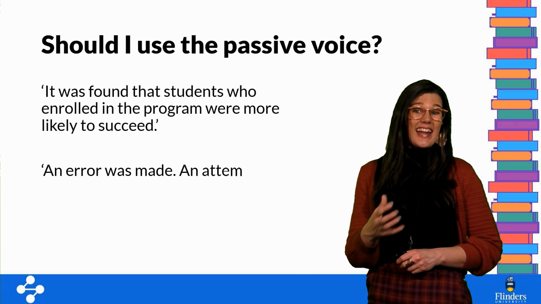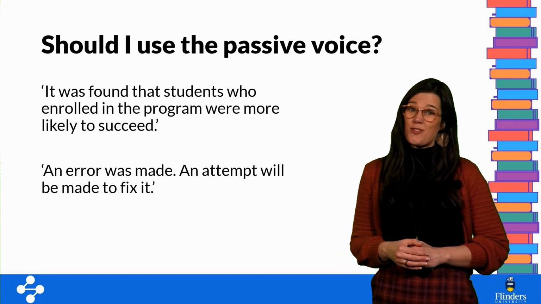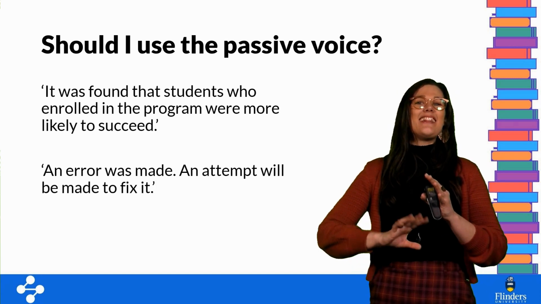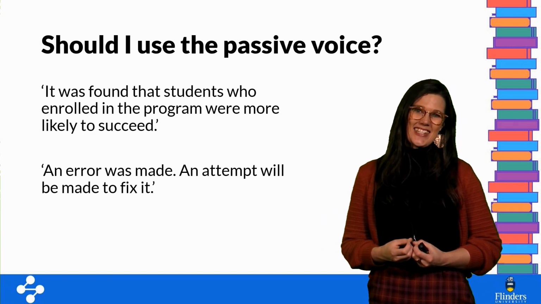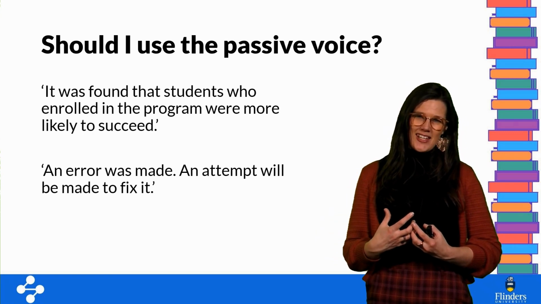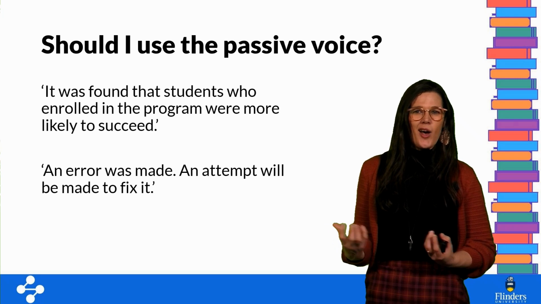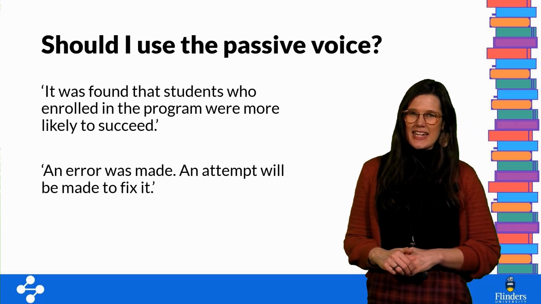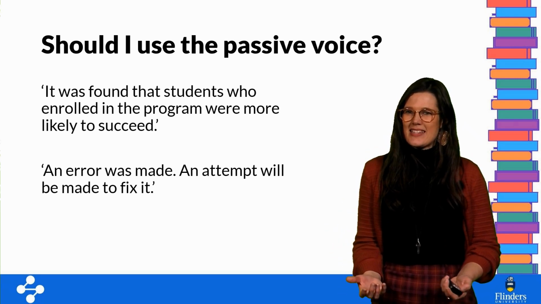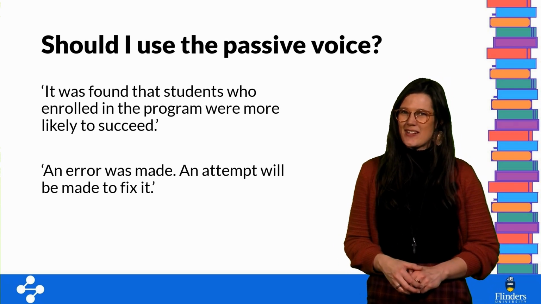In the example, an error was made, an attempt will be made to fix it. Here, that kind of mistrust starts to come through. As a reader, I'm left thinking, well, who made an error? Why aren't you taking responsibility? And who's going to be making this attempt to fix it? Can I trust this person who's going to fix it?